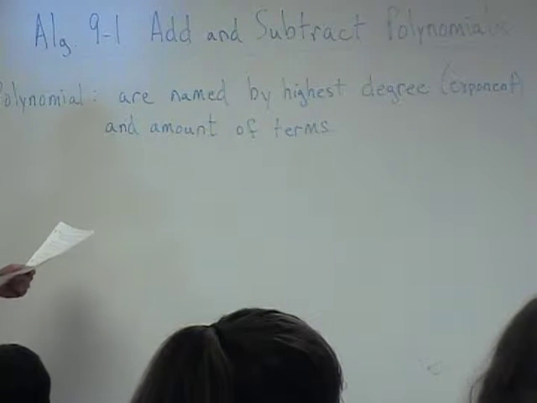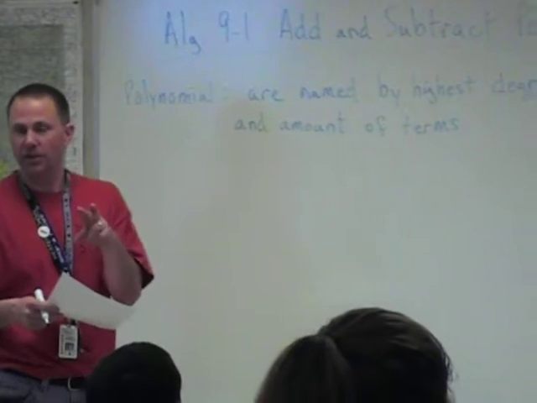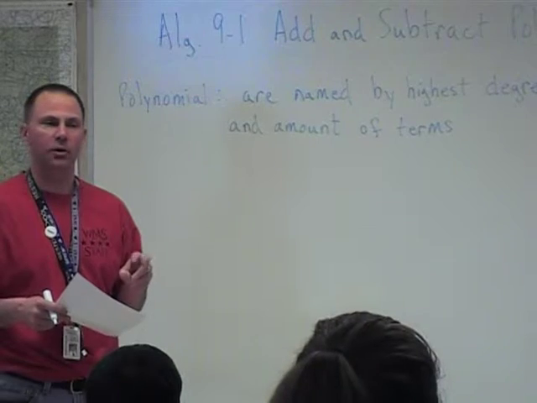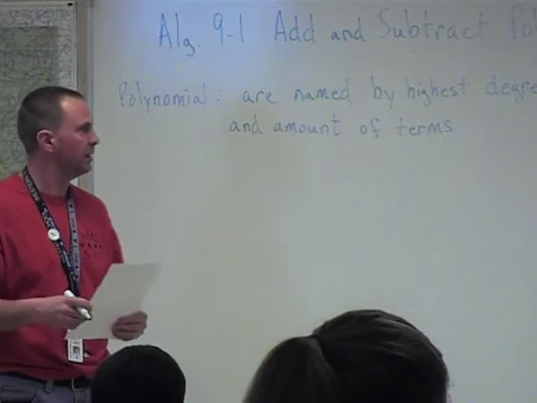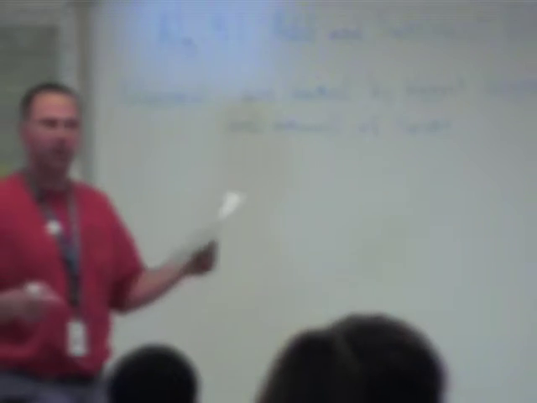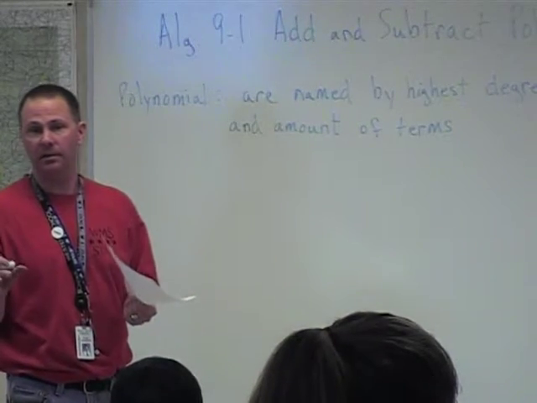All right, so you have two names based on the expression that we're going to look at. So polynomials are these expressions, either on the left side of the equal sign or the right side of the equal sign. But you give it a name based on the highest exponent and also on the amount of terms. Remember, terms are separated by plus and minus signs.